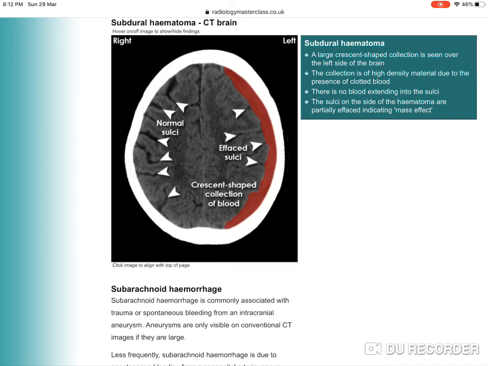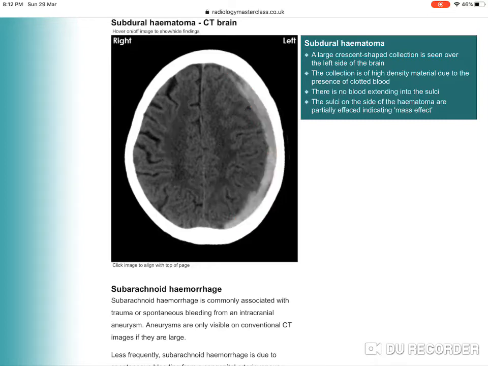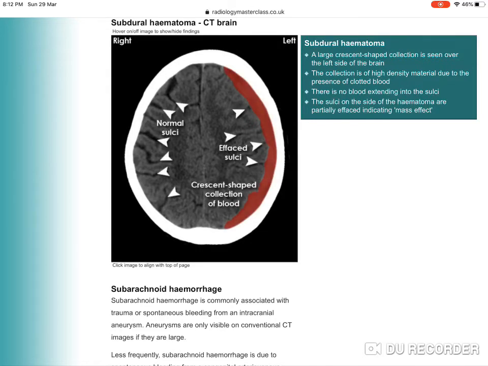Subdural hematoma. A large crescent-shaped collection is seen over the left side of the brain. The collection is of high density material due to the presence of clotted blood. There is no blood extending into the sulci. The sulci on the side of the hematoma are partially effaced, indicating mass effect.